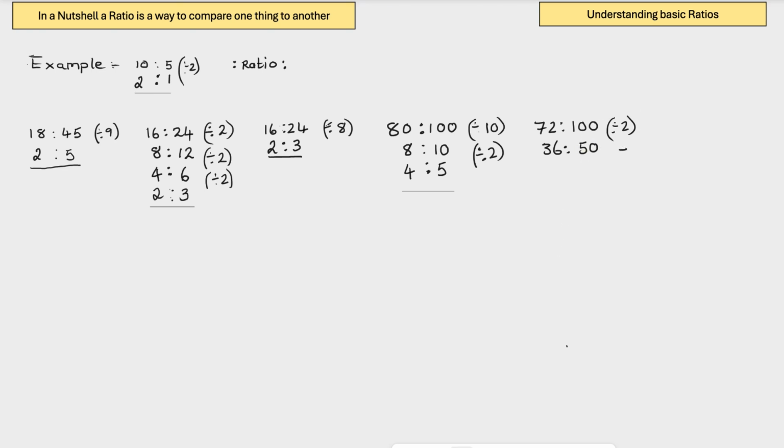We could go again with the 2. 2's into 36 go 18 to the ratio of 25. Well, can we simplify those? Well, you can't. There's nothing that's going to go into 18 or 25. So we've fully simplified that answer.